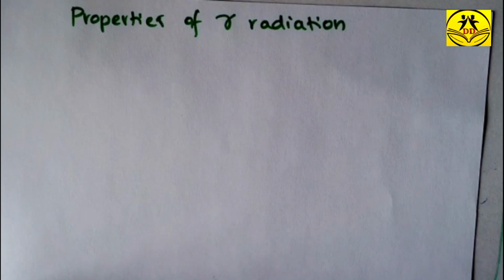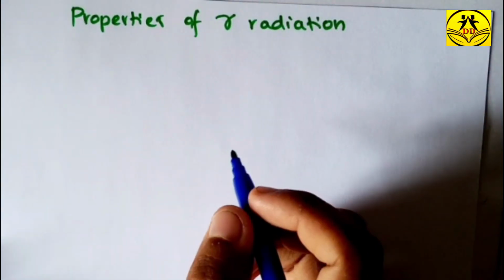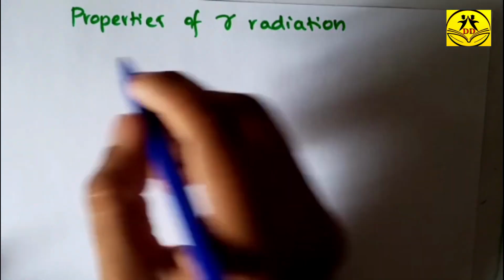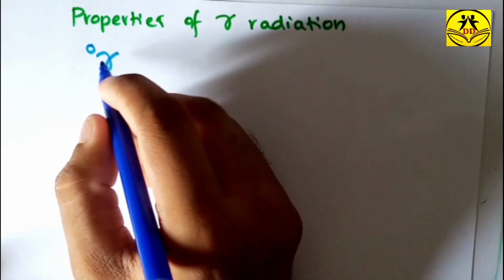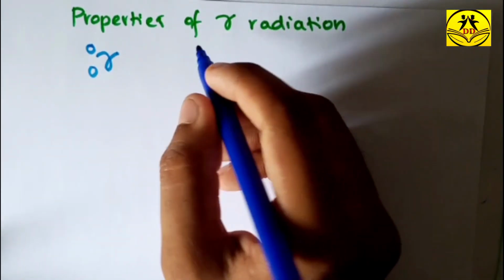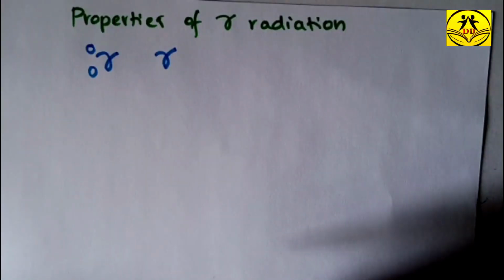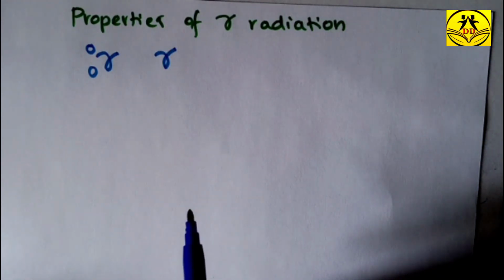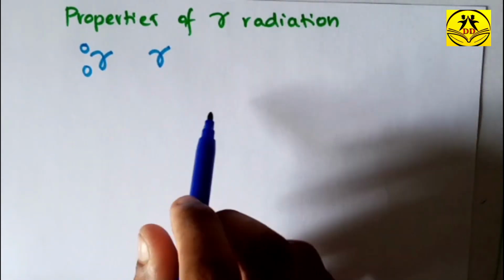Next, we're going to talk about the properties of gamma radiation. Gamma rays are electromagnetic radiation, and as they don't have a mass or a charge, they are massless and chargeless, or simply they can be represented by gamma. After an alpha decay or a beta decay, most nuclei exist in an excited state. So they emit very short wavelength electromagnetic radiation called gamma rays to reach their ground state.